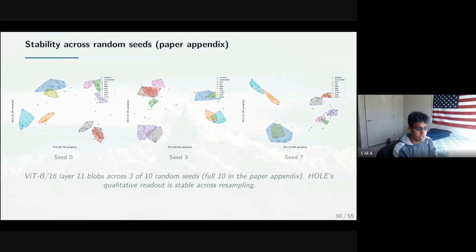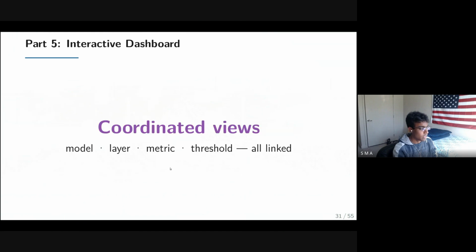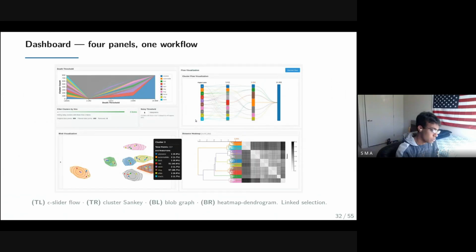And the final thing that I would like to talk about is the coordinated views. We also provide a dashboard for the users. I don't have the live demo with me right now. It's going to be deployed after we receive the final reviews.